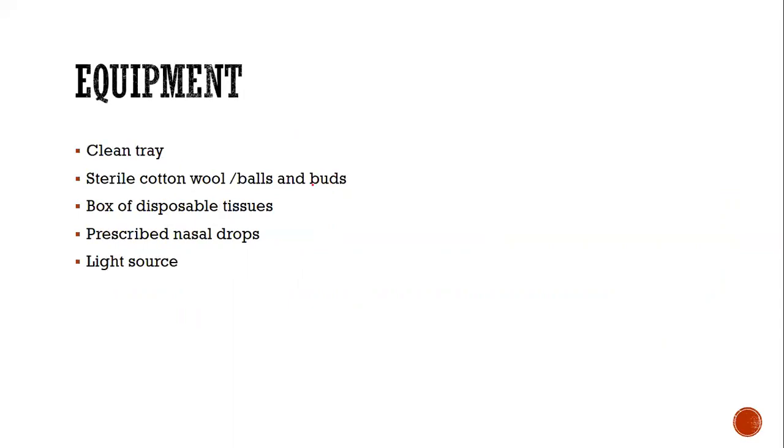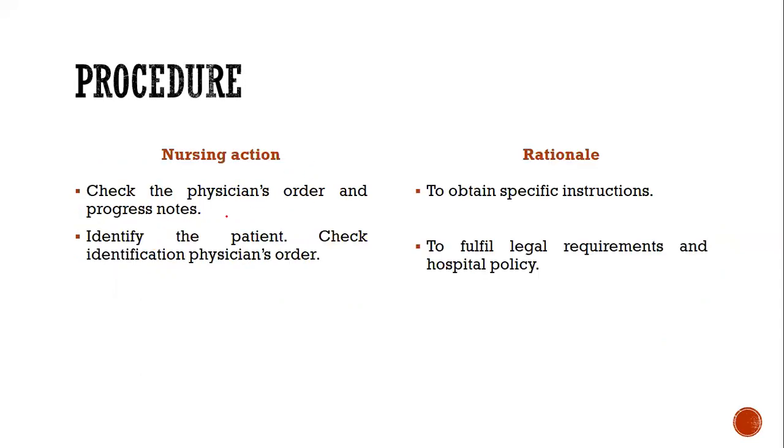Next is equipment. First, we should get a clean tray into which we should take sterile cotton ball or balls and buds. A box of disposable tissues should be collected, prescribed nasal drops should be taken, and we should get a light source. The procedure is: check the physician's order and progress note to obtain specific instructions.